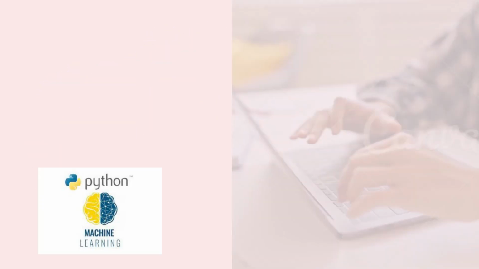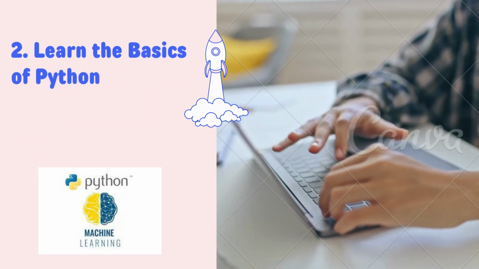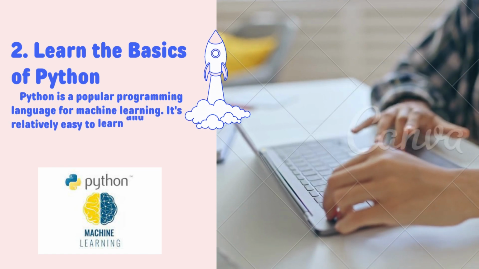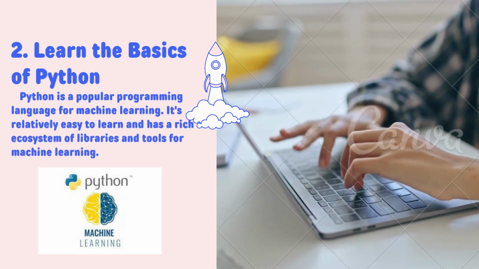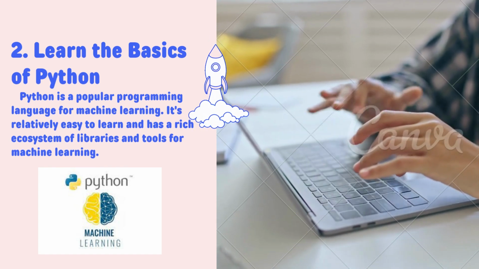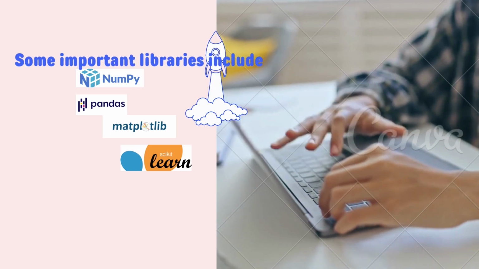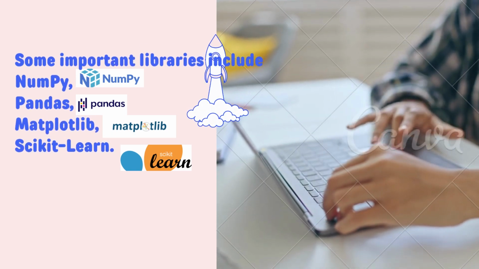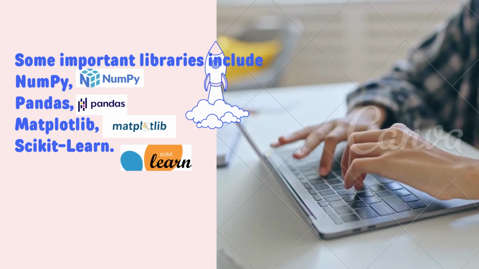2. Learn the basics of Python. Python is a popular programming language for machine learning. It's relatively easy to learn and has a rich ecosystem of libraries and tools for machine learning. Some important libraries include NumPy, Pandas, Matplotlib, and scikit-learn.